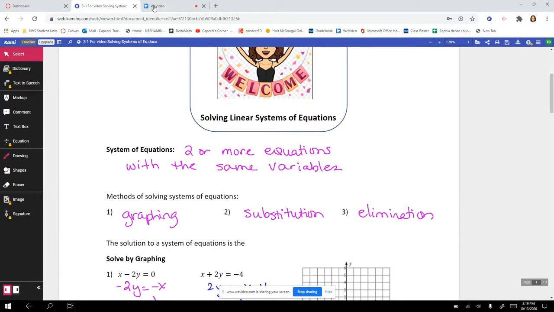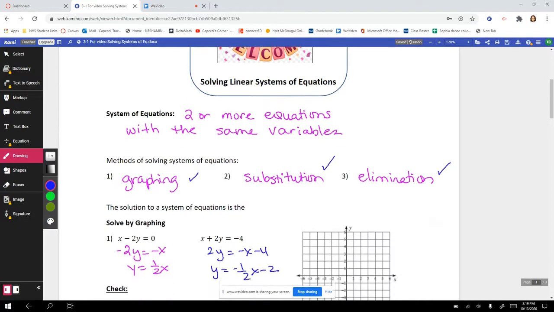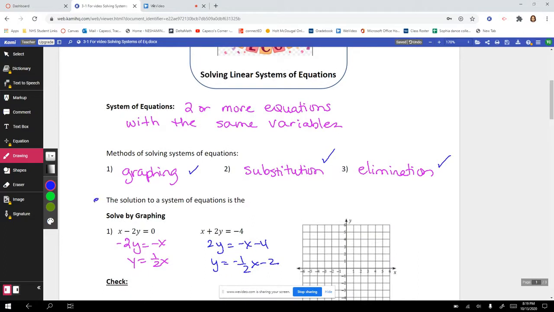These are common ones. You probably did these in Algebra 1, but it's a good idea just to refresh your memory. We can graph to find the solution. We can also use an algebraic method called substitution, or we could use another algebraic method called elimination. So the solution of a linear system of equations is the point of intersection. So where they meet, that's my solution.